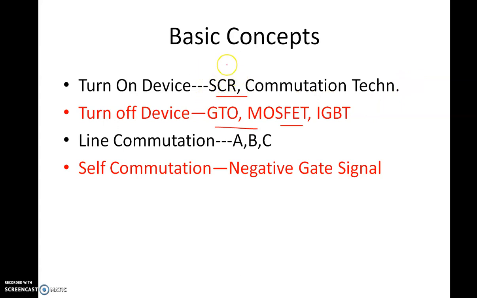In SCRs or in thyristors, we need external commutation techniques, which is also called line commutation. Whereas for GTO, MOSFET, IGBT, we don't need any external commutation technique. We use something called self-commutation, and this is done by using a negative gate signal. That means we provide a negative pulse to the gate. This negative pulse to the gate ensures that the switch turns off. That's why GTO, MOSFET, IGBT are also known as turn-off devices, whereas SCR is called a turn-on device.